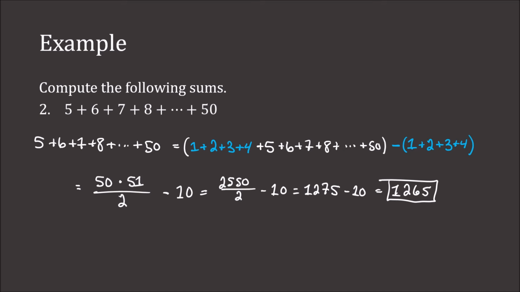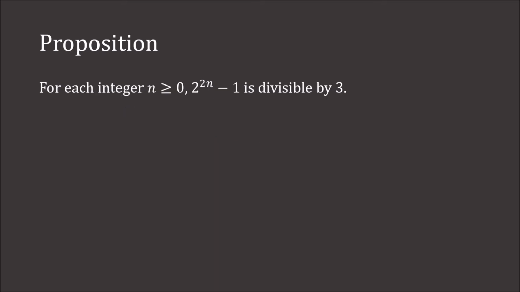So we're now going to use induction to prove an inequality. I'm sorry, we're proving a divisibility in this one, not an inequality. So for each integer n greater than or equal to 0, 2 to the 2n minus 1 is divisible by 3.